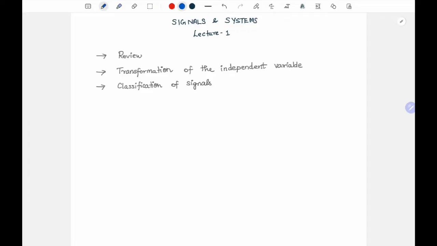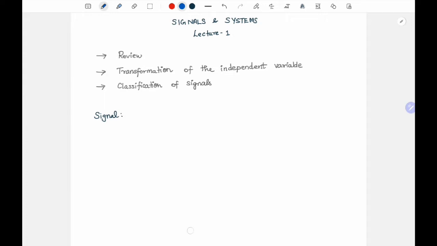This is lecture 1 and in this video we will review whatever happened in the introductory slides and then we'll see what is the transformation of the independent variable, including the properties of shifting, scaling and reversal, and then finally we'll go ahead and classify the signals. So let's get started. To start with, we'll again define what is a signal.